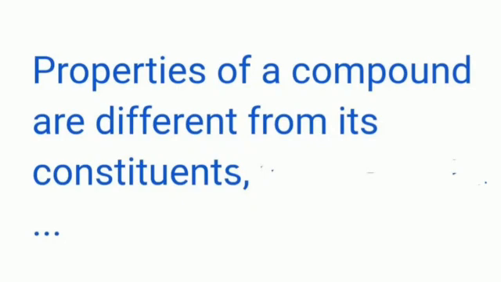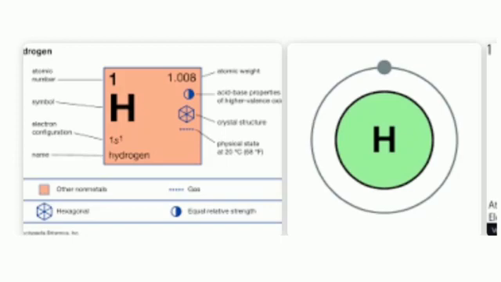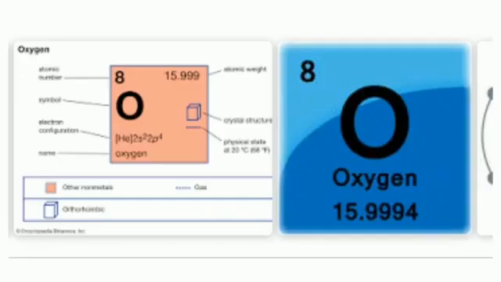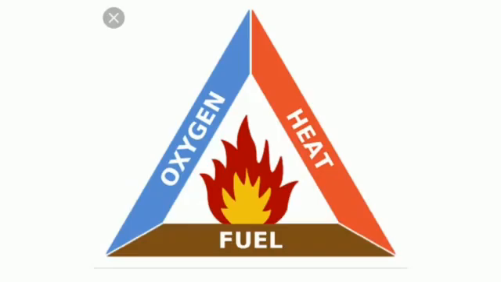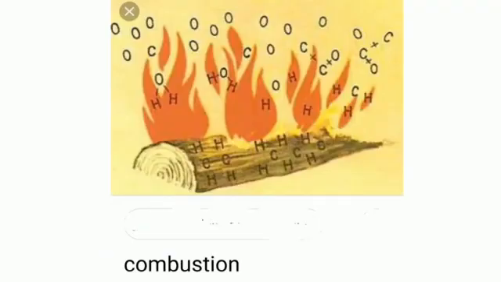Next we have the properties of a compound are different from its constituents. This is the fourth characteristic. For example, the element hydrogen can burn, and the element oxygen helps in burning. However, the compound water formed from hydrogen and oxygen neither burns nor helps in burning. Here, hydrogen and oxygen are gases, but the compound water is a liquid.